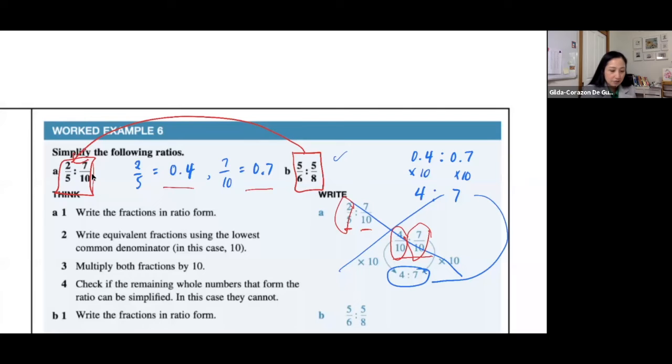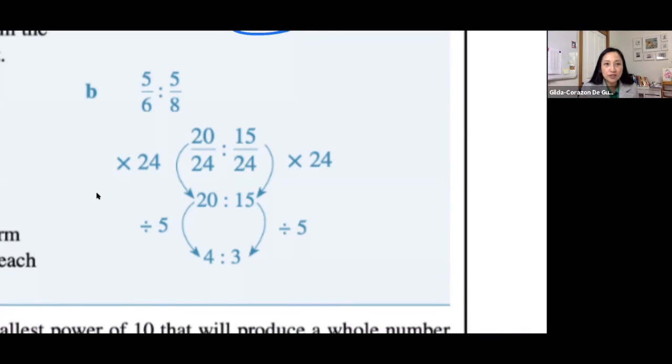So 5/6, 5 divided by 6 becomes 0.8333. That doesn't work. If I write 0.8333 to 5/8, although 5/8 would be a terminating one, that will not make this a whole number. So when we convert that into decimals, it doesn't work. The strategy we had a while ago doesn't work for this one. Okay, so just keep that in mind.